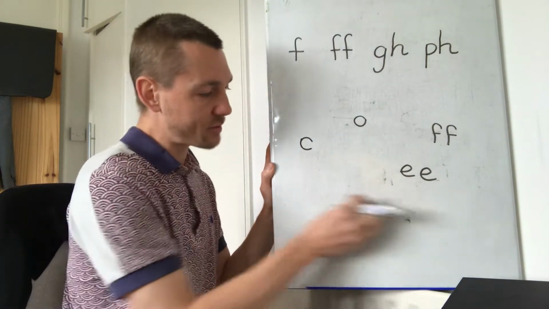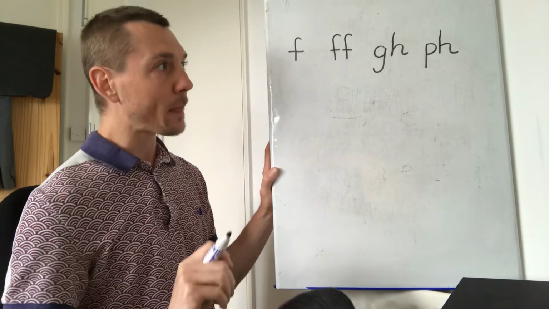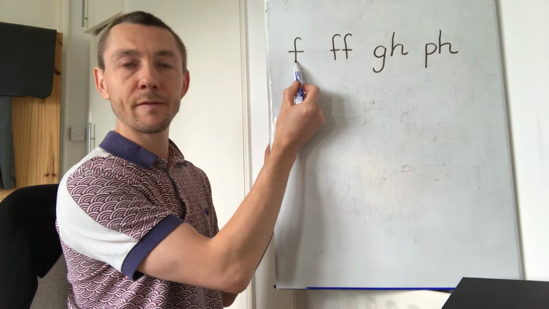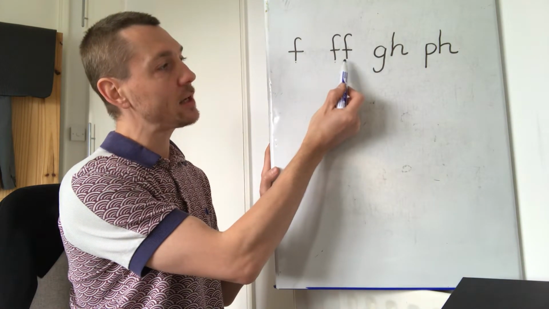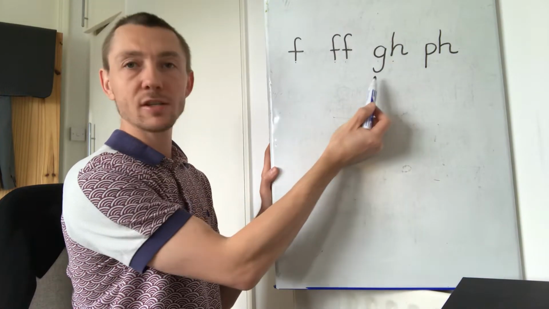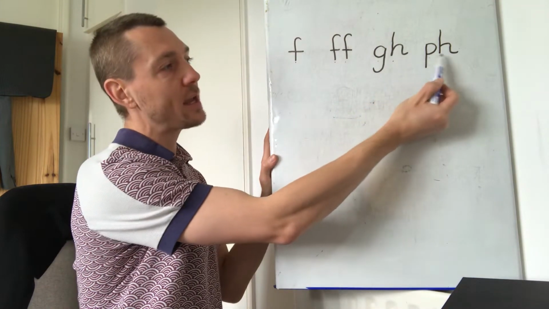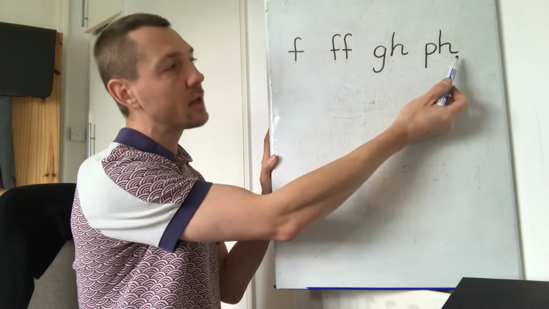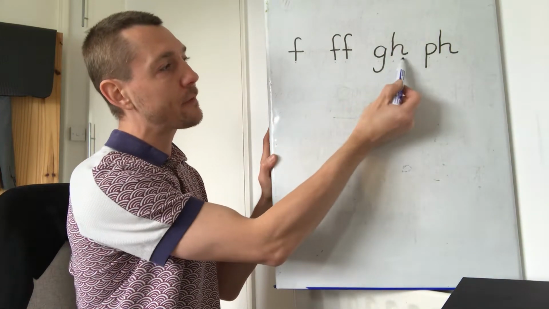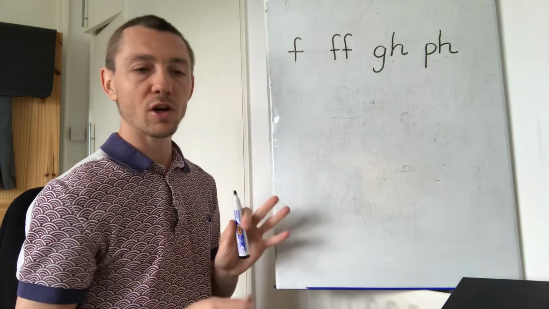Okay, so let's just recap before we move on. We'll come back to these throughout the week and have more practice with them. We've got the F on its own spelling of f, the double F spelling of f, 2 letters, 1 sound, the GH spelling of f, 2 letters, 1 sound, and the PH spelling of f, 2 letters, 1 sound. F, f, f, f, in different words. Okay? Good job. We'll come back to those.